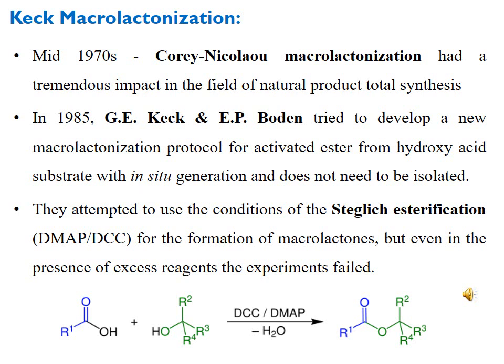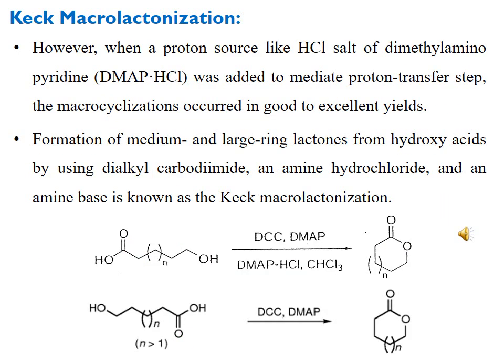So due to non-formation of the product, that is lactone, by using this Steglich esterification, Keck and Boden decided to modify something in this reaction condition to get the required product. The basic Steglich esterification reaction was unable to give the lactone or the macrocyclization. So Keck and Boden modified this by using a proton source like HCl, and they used the HCl salt of dimethylaminopyridine. Due to the involvement of this protonated or salt form of dimethylaminopyridine, the result was good, and they obtained macrocyclized products in good yields.